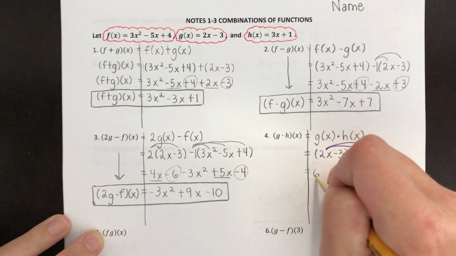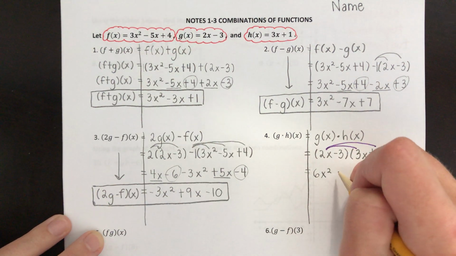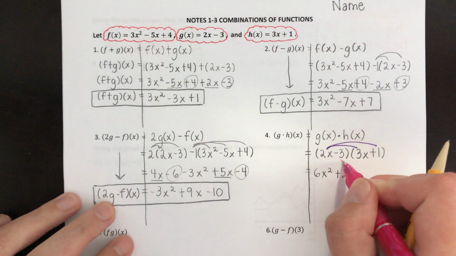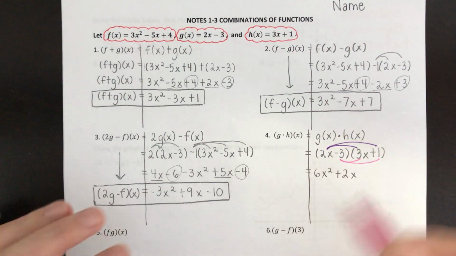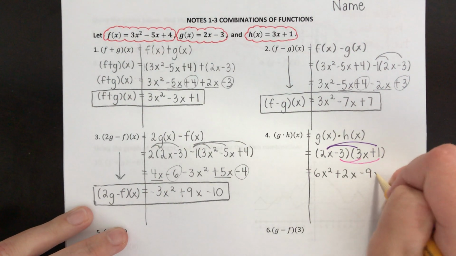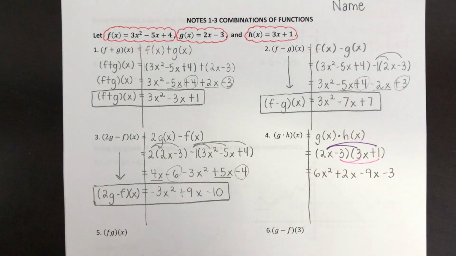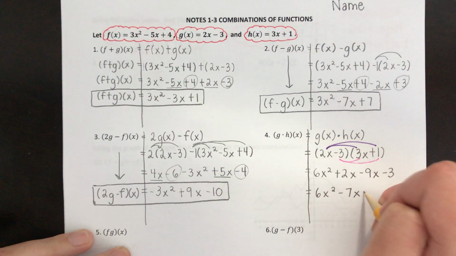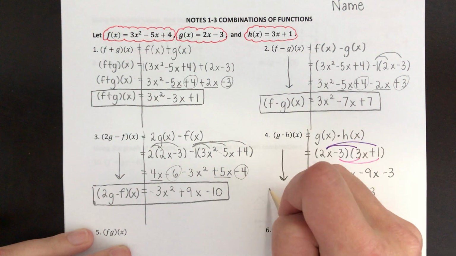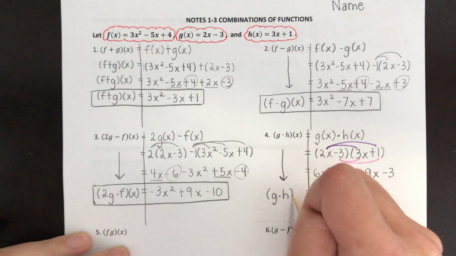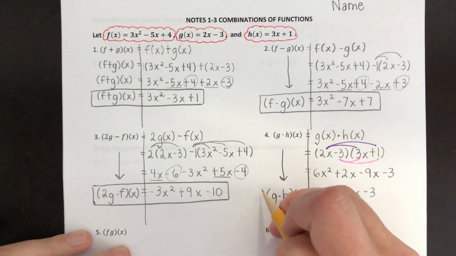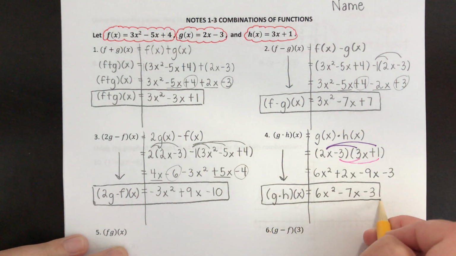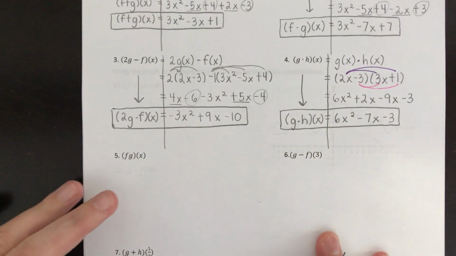So that's going to be 6x squared plus 2x. And then I'm going to distribute this second term to both of these terms. So -9x minus 3. So that would give us 6x squared minus 7x minus 3, yes? So final answer, G times H of X equals that trinomial there. Okay, moving right along to number 5.